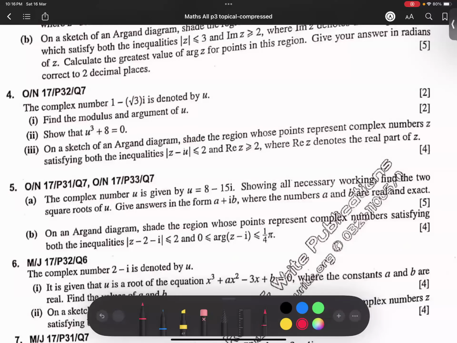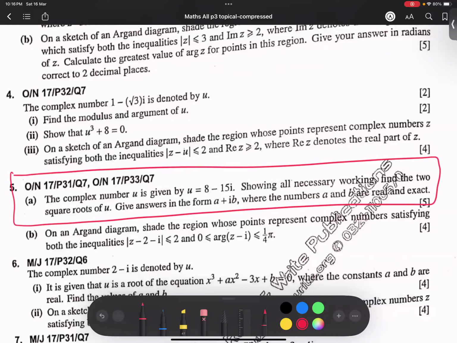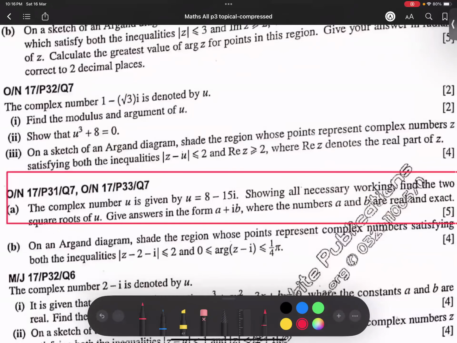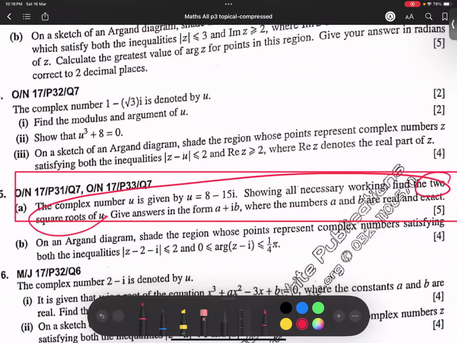Yes, students, this is October 17. You can see this question. All students, try this one, please, for 5 marks. It says find the 2 square roots of this complex number. So first you try, and then I will do this question myself. Take your time, please.